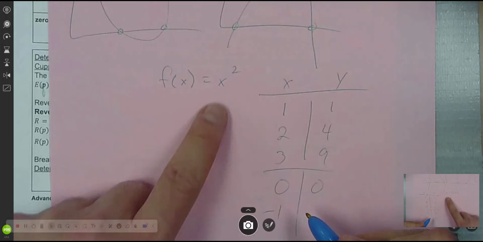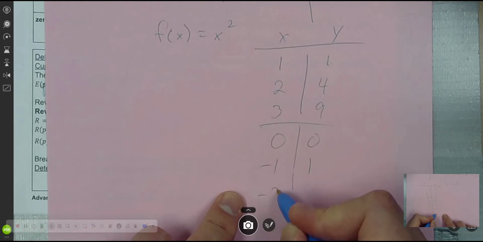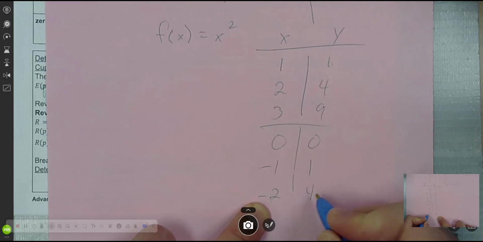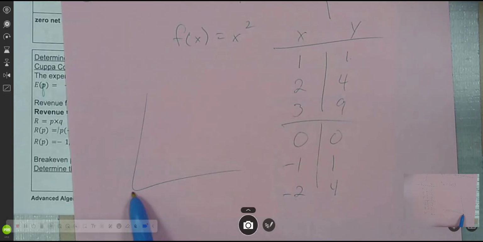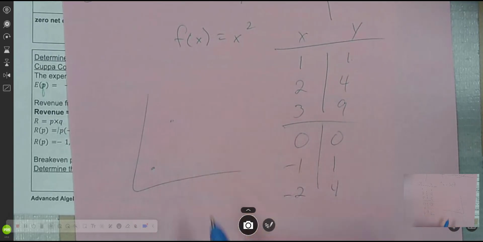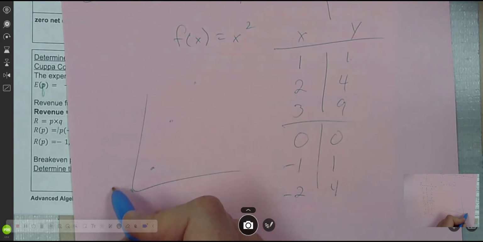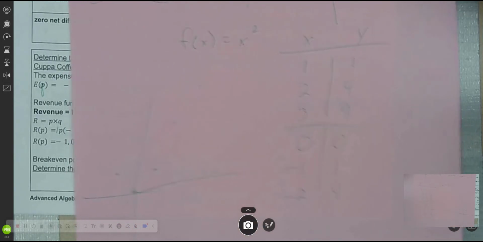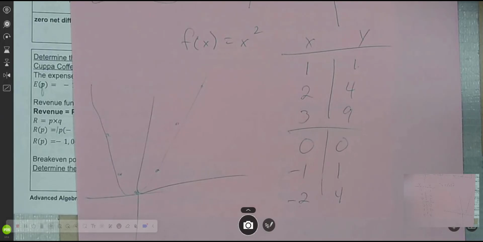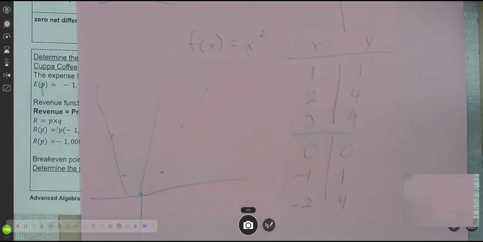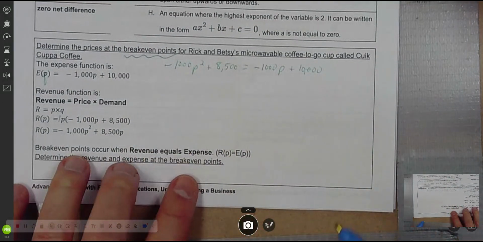X is negative 1. Well, negative 1 times negative 1 is 1 again, just like we got over here. And then negative 2 times negative 2 is positive 4, just like we had with 2. So if we start graphing these points, 1, 1 might be here, 2, 4 might be here, 3, 9 might be here, 0, 0 is going to be here, negative 1, 1 might be here, and negative 2, 4 would be here. You're starting to see how that creates this U shape because of the squared function. So this tells me I have a U shape, p squared, so I know it's a quadratic.